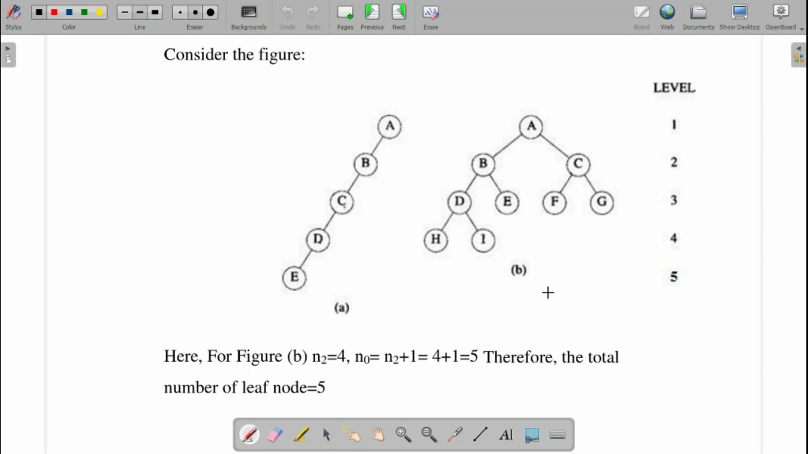In figure B, n2 will be equal to 4. This is degree 2, degree 2, degree 2, degree 2. So what is the value of n2? 1, 2, 3, 4. n0 will be equal to how many elements are there with degree 0? That is n0 will be equal to n2 plus 1, that is 4 plus 1, which will be equal to 5. Fine.